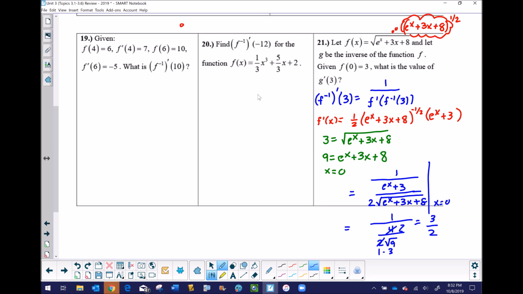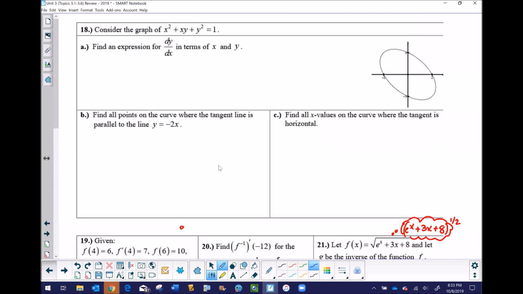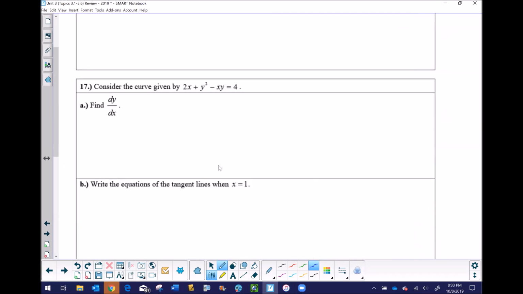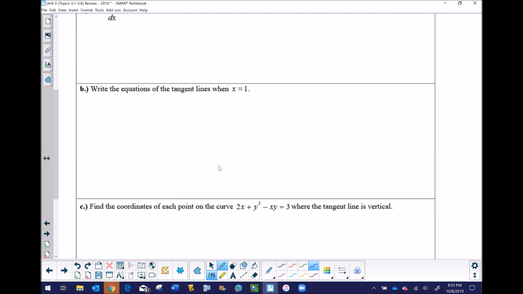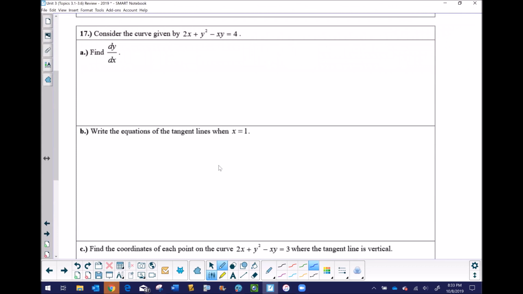So I had a request for 20 and I had a request for, I believe, 17. It doesn't really matter which one. Let's take a look at 17 first. We might be able to get both of these in, you guys. Let's try this one. So for 17, we've got an implicit equation, and we have a derivative that we want to take. So we'll jump all over that.